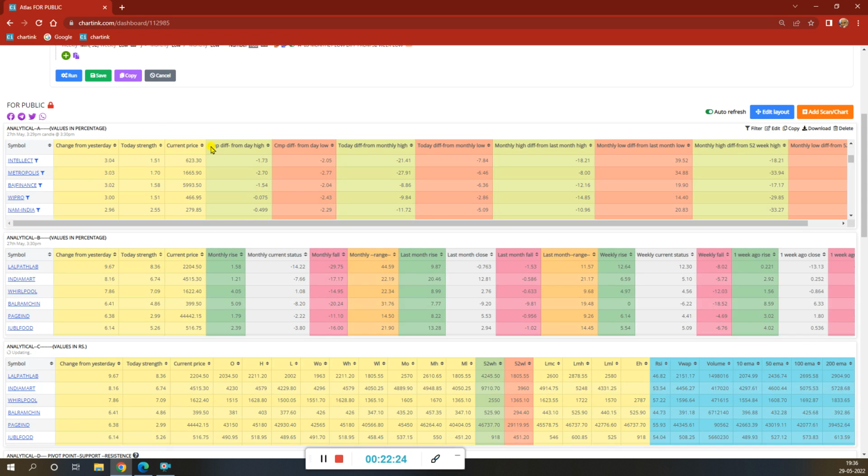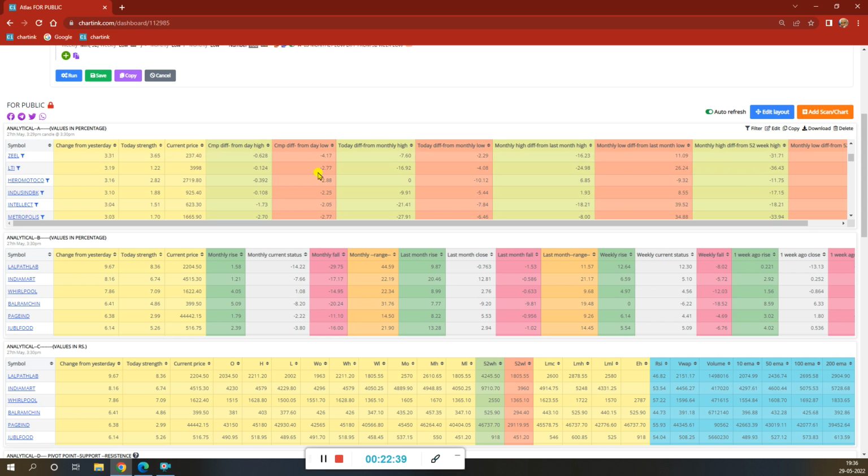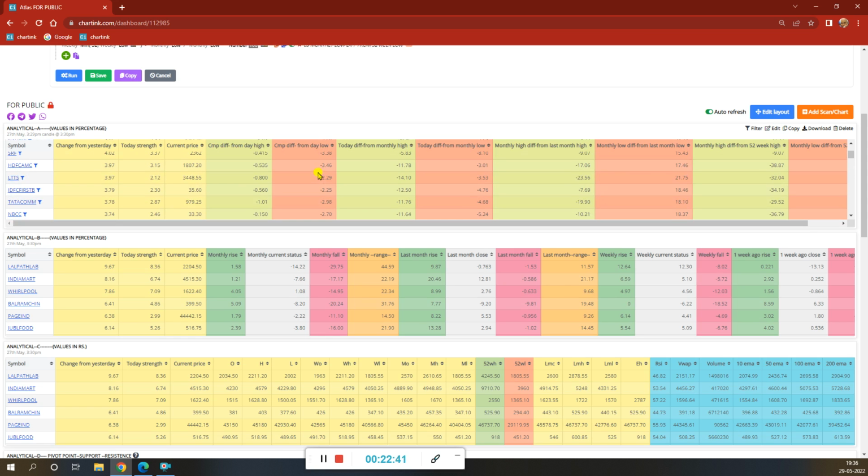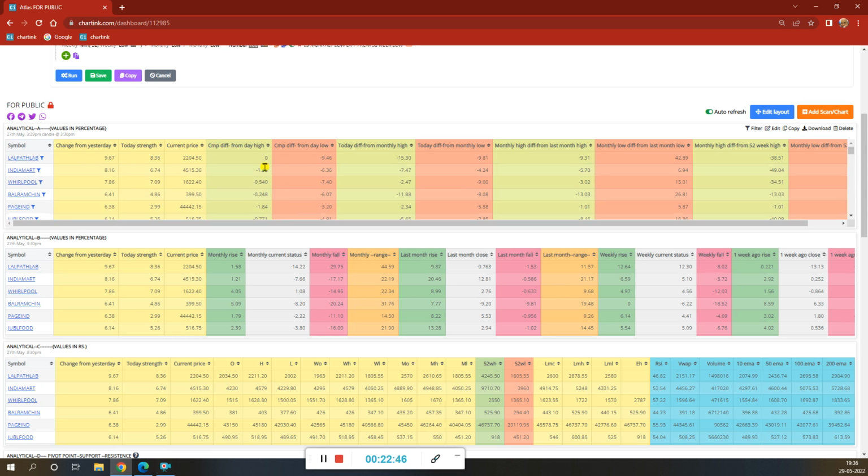Okay, so now we can figure it out this way. This clearly says CMP, which is current market price, difference from day high. It says current market price difference from day's low. What was the low of this stock, and is the stock moving upwards from the day's low? When you use it frequently, then only you will be able to figure out what I'm talking about. So the way you can see, Lal Path Lab is 9% up from the day's low, which means after opening, the stock went up and up and up.